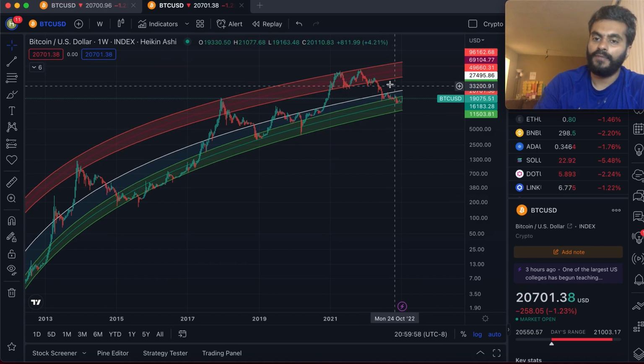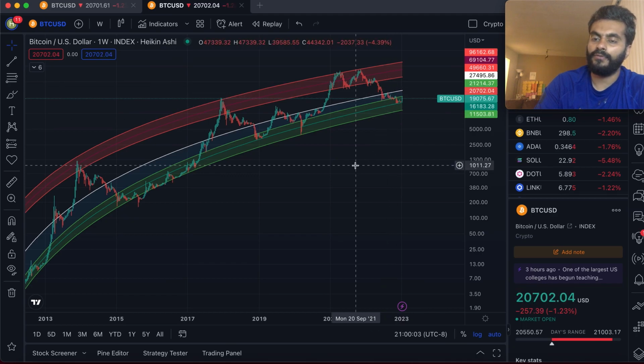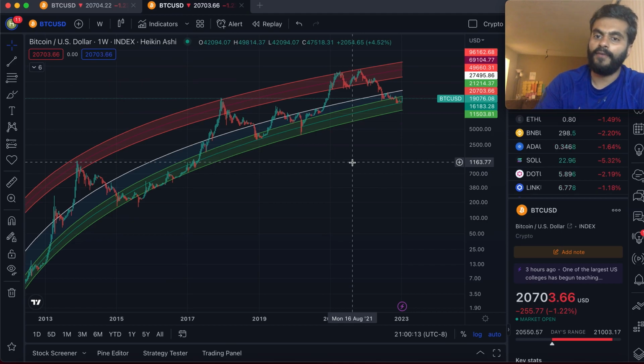$49,600. The fair value, which is the white line of Bitcoin based on log regression again, is at 27,500. So we are about 7,000 away from the fair value. So one can say we are undervalued based on that itself.